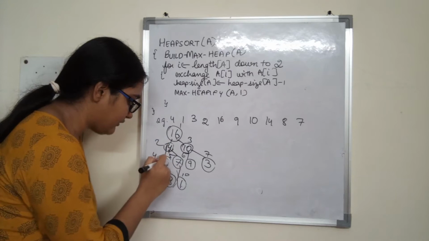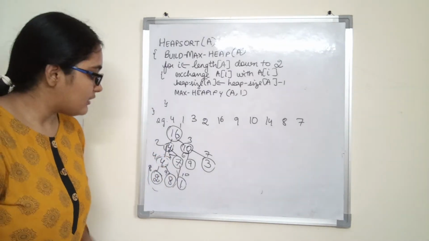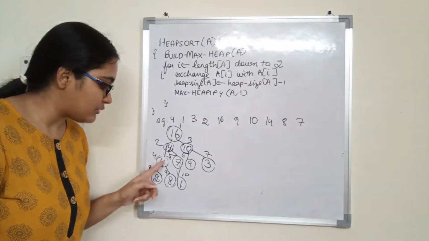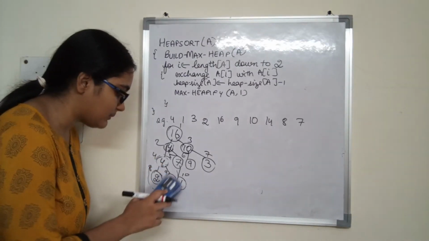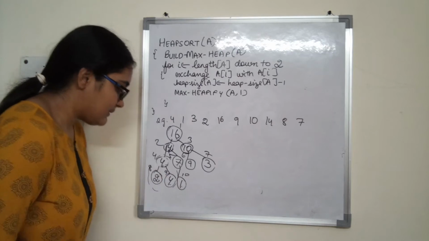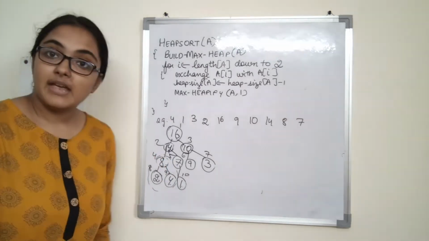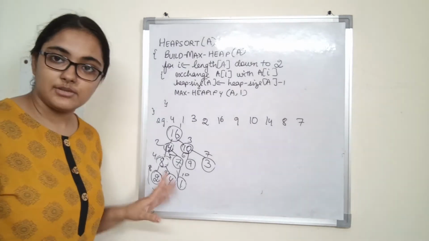14 and 4 will be exchanged. Now since these are exchanged, it will be called on this. Max CP5 will be called on this, and out of 4, 2 and 8, which one is the maximum? 8 is the maximum, so 8 and 4 will be exchanged. And now when we call max CP5 on this, it will return as it is.